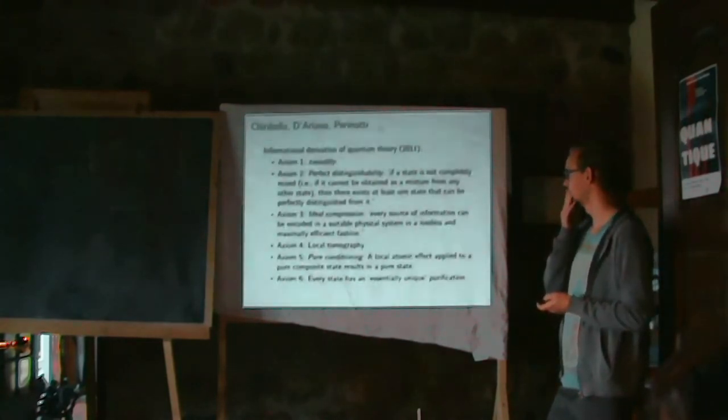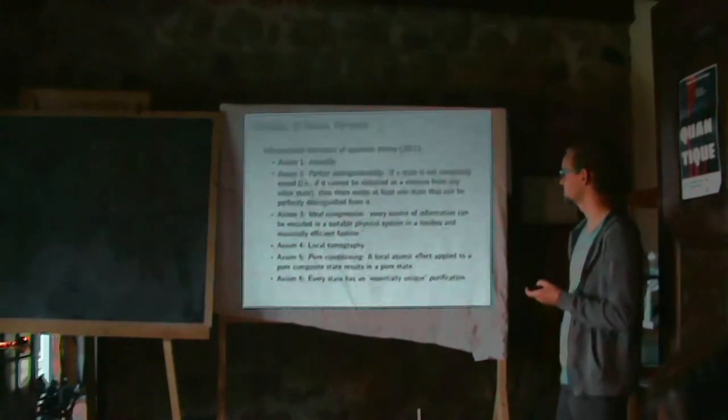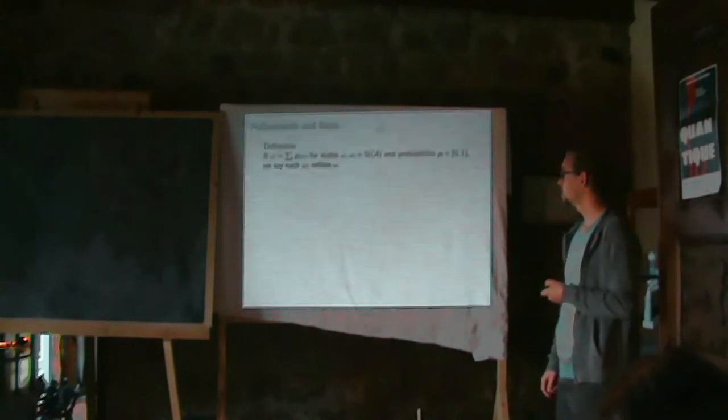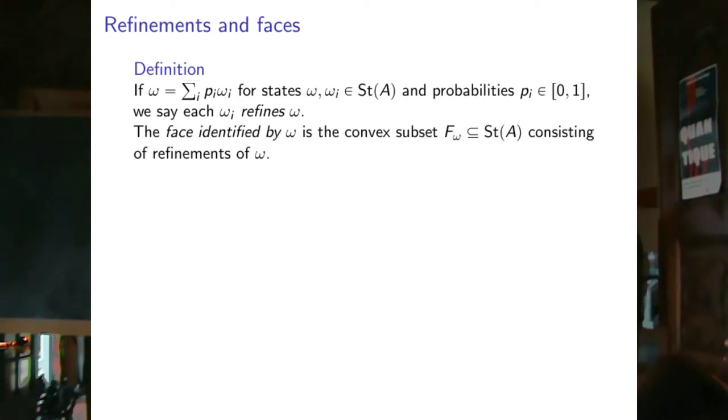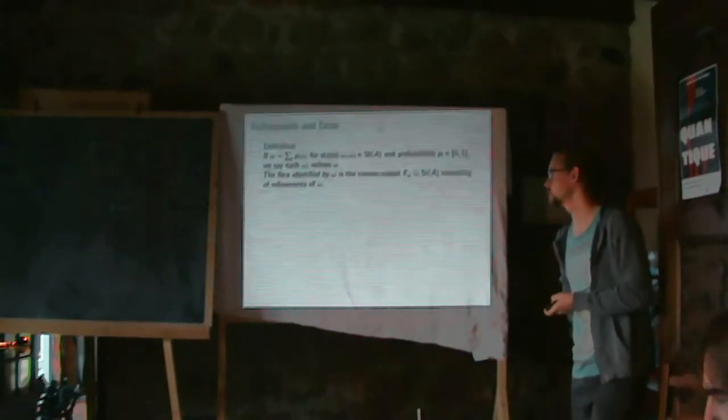Okay, so first I'm going to explain what perfect distinguishability means. If I have a state that is a mixture of some other states, then I say that each of these states appearing here is a refinement of omega. You can imagine if this is a mixed state and these are all pure states, then these pure states contribute to omega with certain probabilities. And then we define the face identified by omega to be the subset of states that appear in refinements of omega. So they're the purified versions of omega, the less mixed versions of omega.